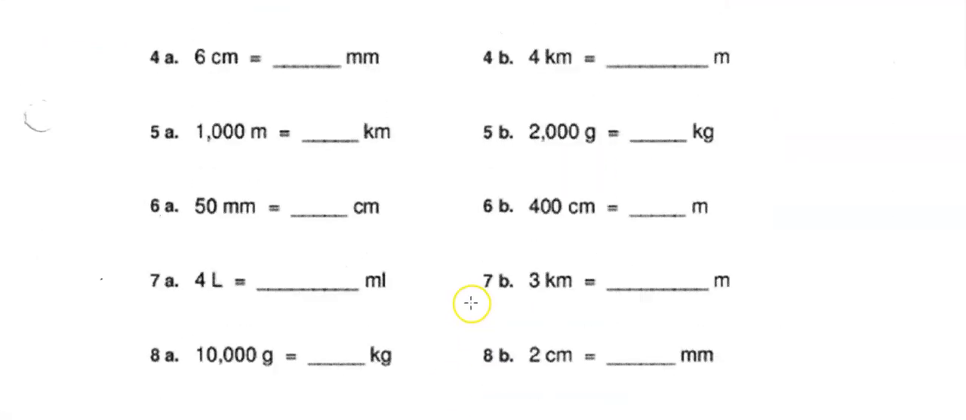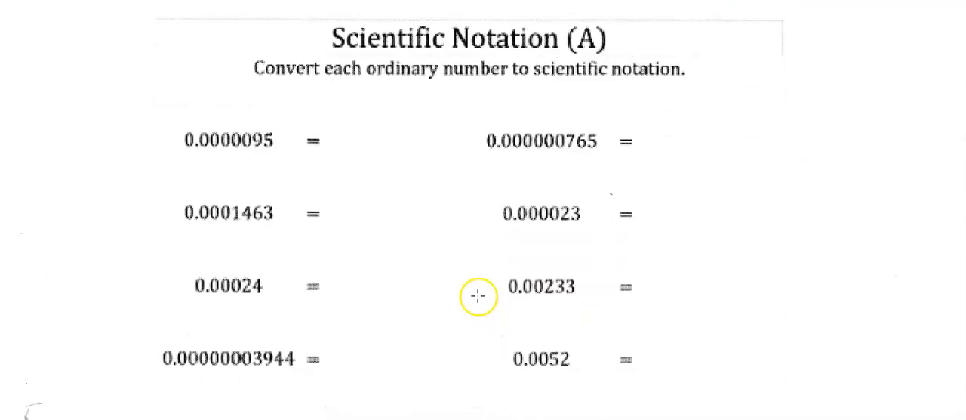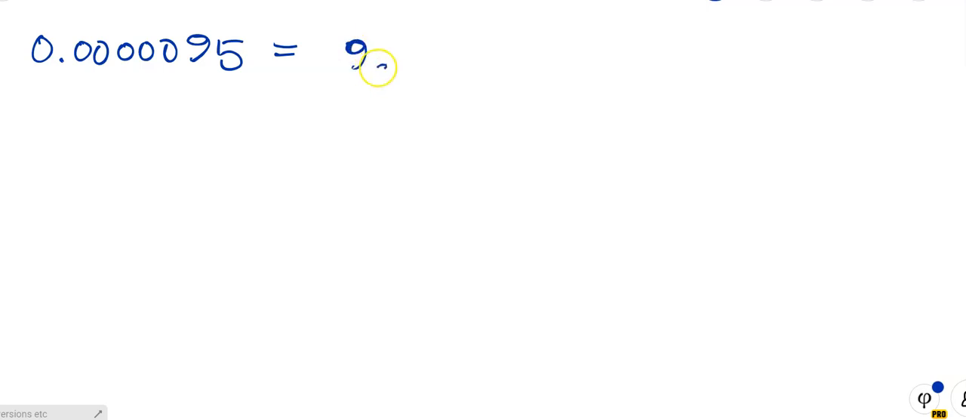There we go. It says convert each ordinary number to scientific notation. So that's going to be 0.000095. Write it in scientific notation. So what I'm going to do, I'm going to move the decimal point to over there.